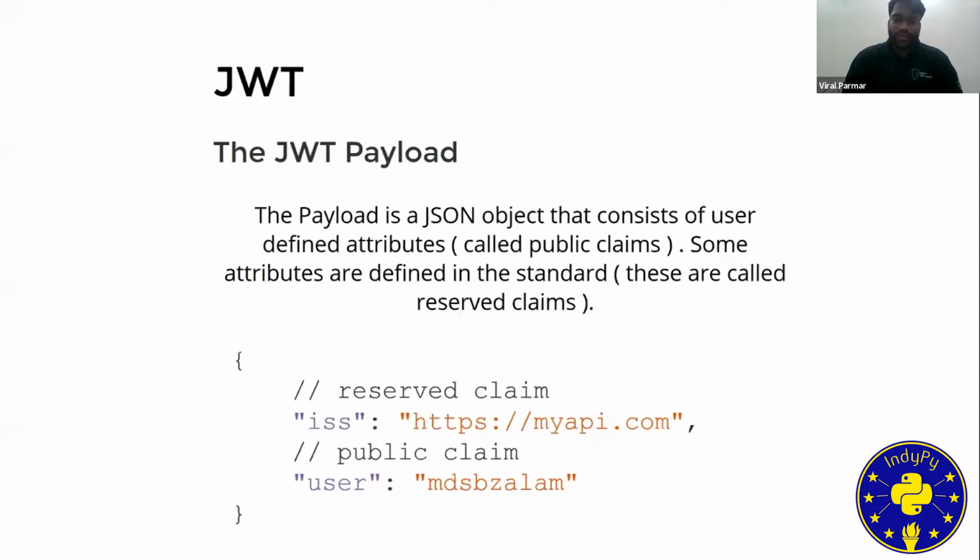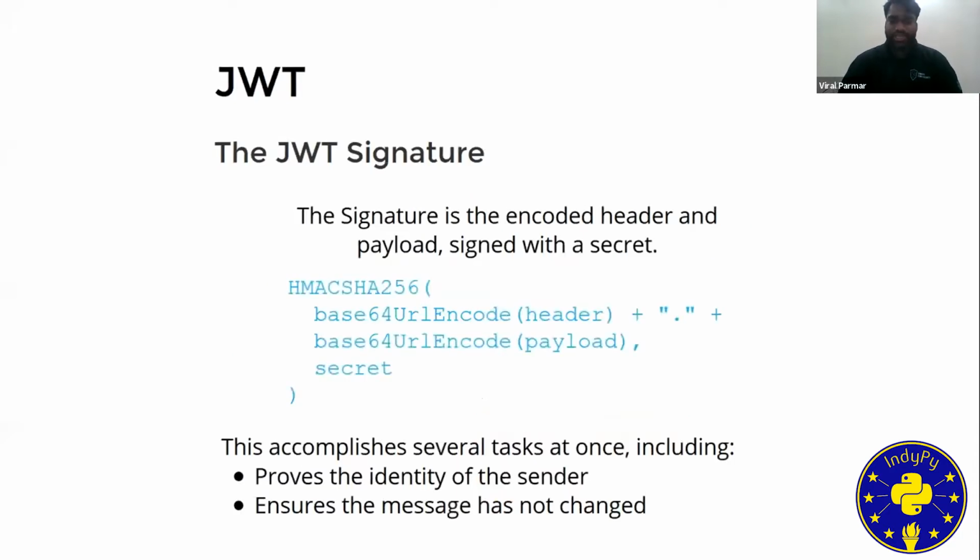So issuer, whichever the API or whichever the functions we are calling. Now signature. So signature consists of header and payload, which is encoded, and also the secret key, which actually encrypts the whole thing. So this is the main important part where signature is inserted and the whole thing is encoded and then it's shared.